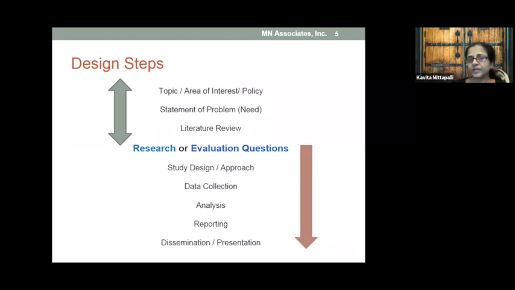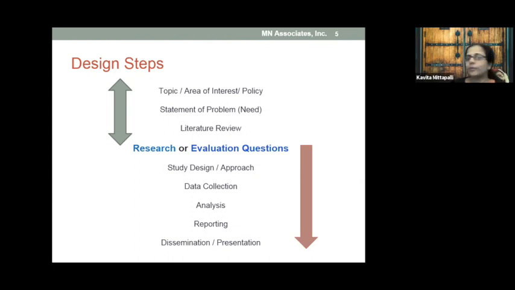So there you have it. You have a topic of interest, you have a statement of problem, you confirmed it with a literature review, you have a research question or two, then you have a study design, a single sample post design. Data collection will be in the form of pre-existing extant data from the data set. The analysis would be descriptives, frequency, and correlation. And then she's going to report out the information and either do a presentation or disseminate to her boss or whoever she's reporting out to. So those are the basic design steps.